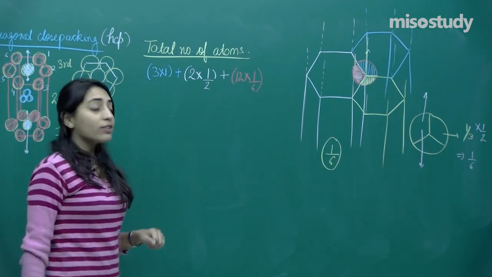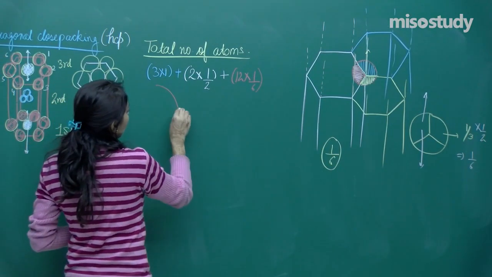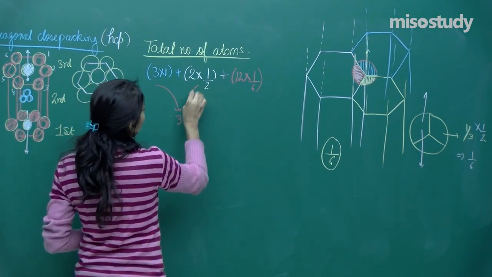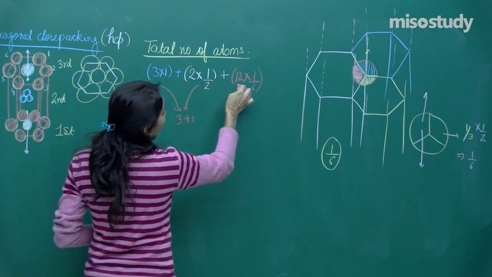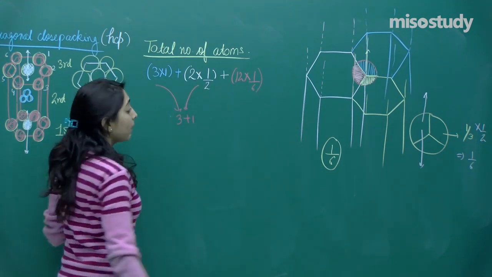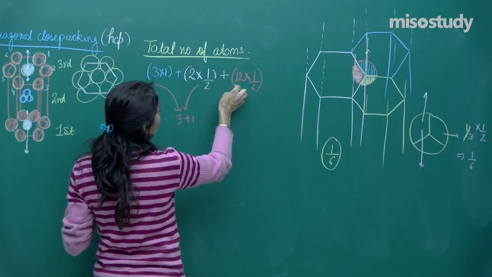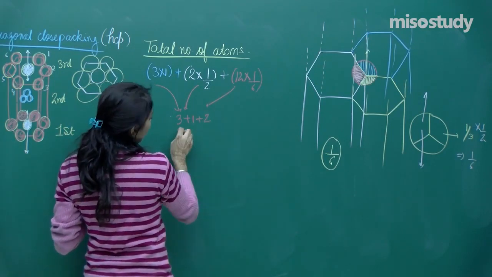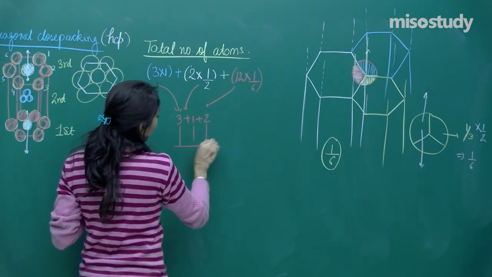Now finally, if I ask you to calculate, you will be getting 3 into 1 as 3, 2 into 1/2 as 1, and 12 into 1/6 as 2. So making it a total of 3 plus 1 plus 2, which is 6.